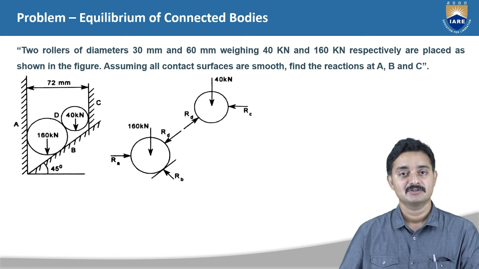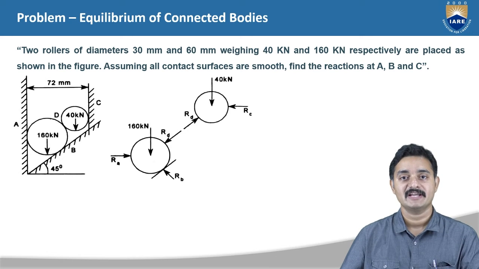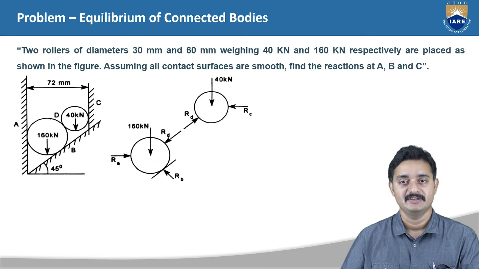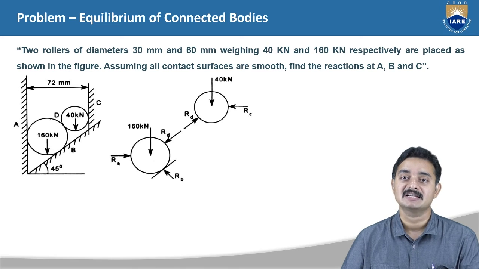For the 40 kilonewton roller, there is no contact with the inclined surface. Hence, we have not represented any reaction force here. With the clue given by the inclination of the bottom inclined surface of 45 degrees, we can represent the inclination of RB as 45 degrees to the horizontal. But for RD, we have to find the inclination. Let us find it first.